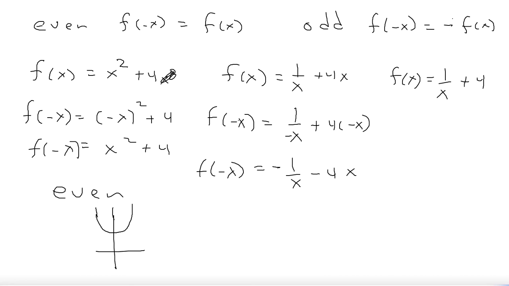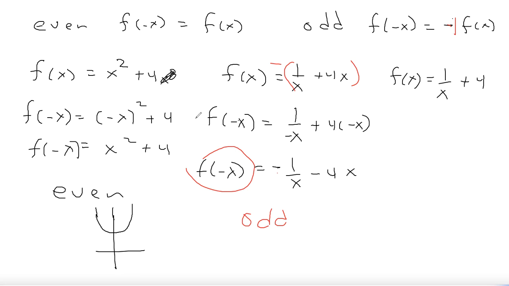Let me change colors here real quick. There we go. So this is the same thing as taking the original and multiplying it by negative 1. If you think of multiplying this by negative 1, that would be negative 1 over x minus 4x, and that's exactly what we have down here. So in this case, when I evaluated at the negative, I came out with the exact opposite function, as if the function were multiplied by negative 1. And so this one would be odd.